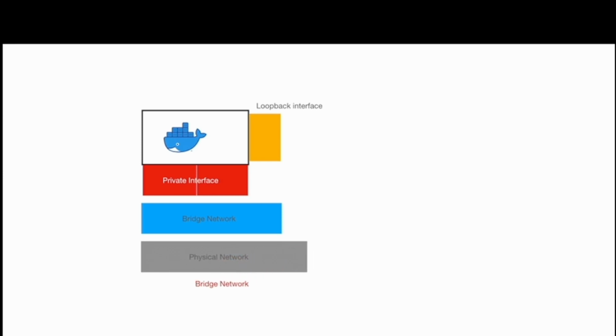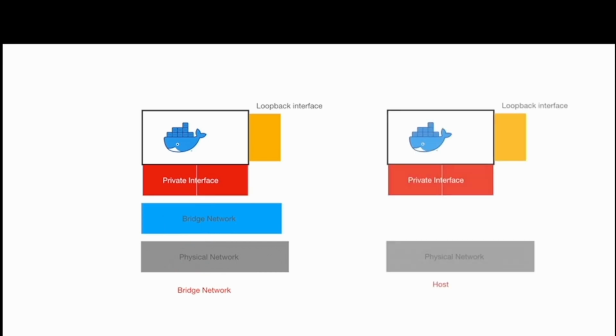So we have seen the bridge networks, which provide a software interface between the private interface and the physical network. The other type of networking mode in Docker is the host network. As in bridge network, we have a software layer in between, which covers the flow of traffic and also maintains the network isolation of our container.